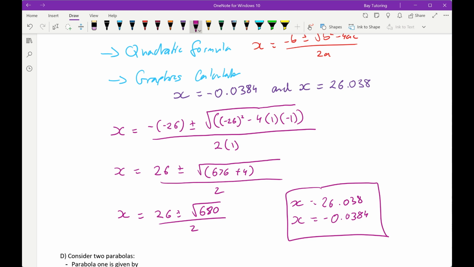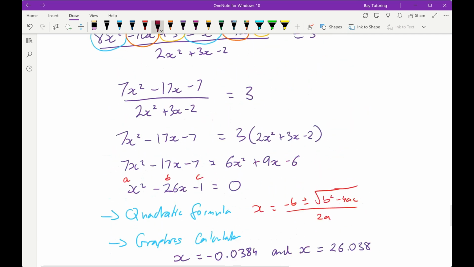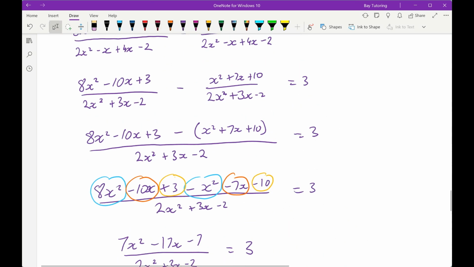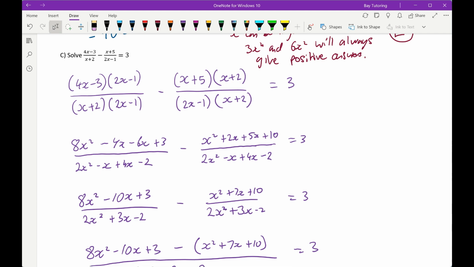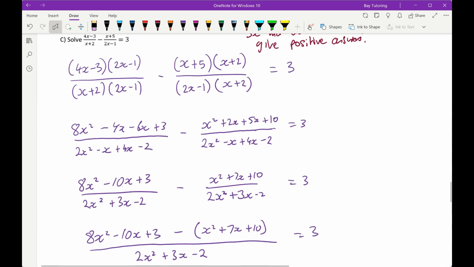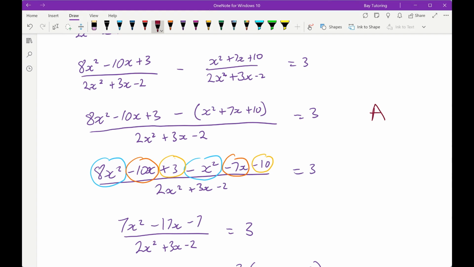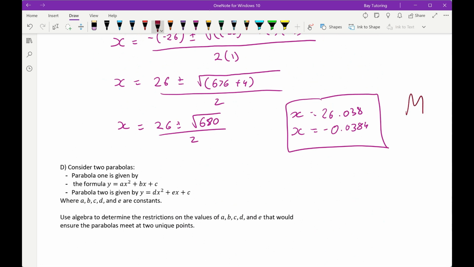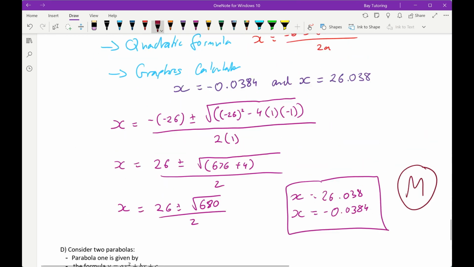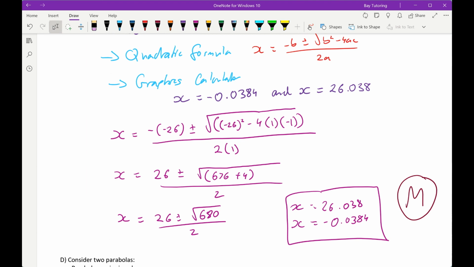So as I mentioned before, this is a merit question. For an achieved on this, you need to get the fractions into a common denominator. So that was a long time ago we did that. So getting to around about here for achieved, and all the way down here for merit. Again, you don't have to do the quadratic formula. It's absolutely fine to use your graphics calculator to get the answers. You will still get a merit. All right, that's that one done.